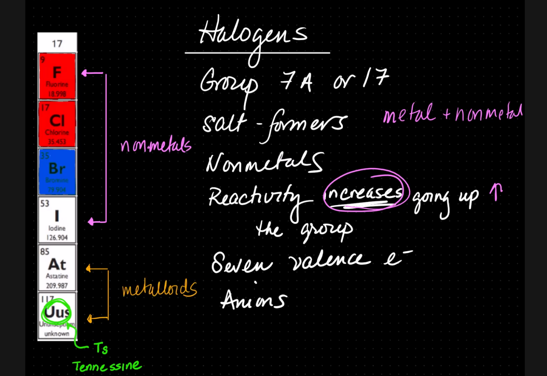They have 7 valence electrons. Since they have 7 valence electrons, they like to gain 1 electron and become a charge of -1 or 1 minus. And so they are all anions.